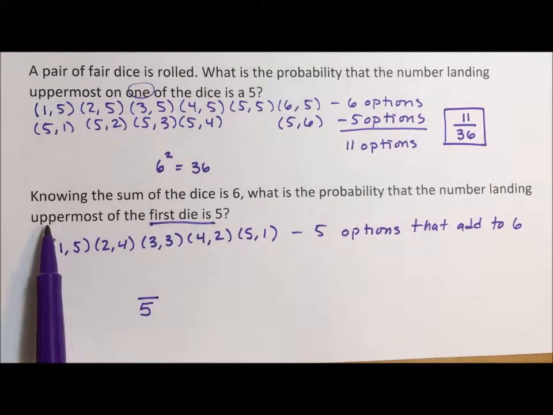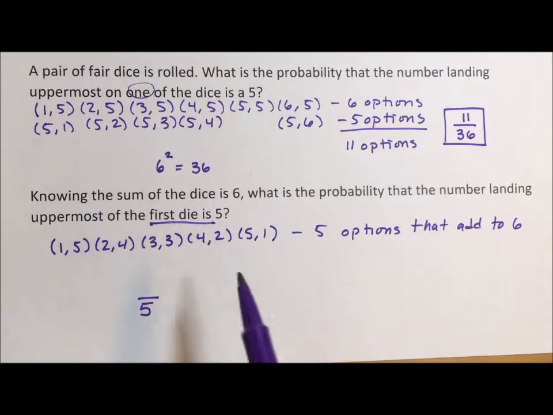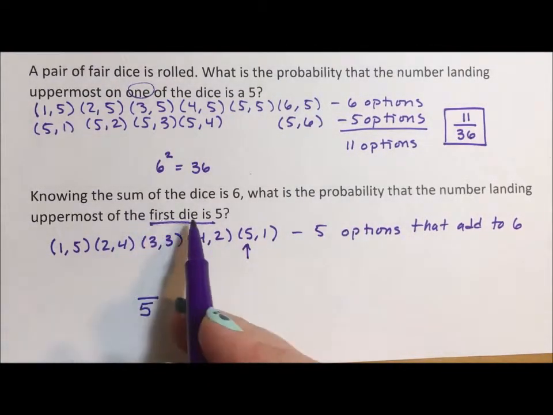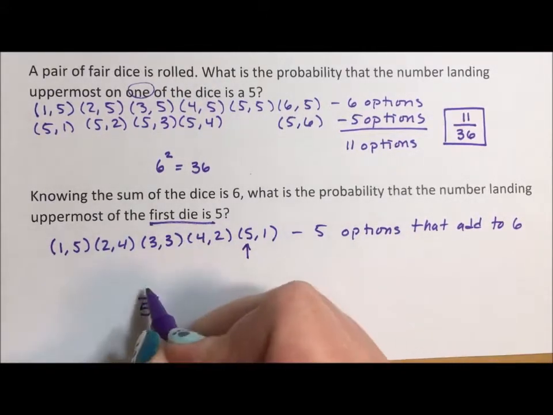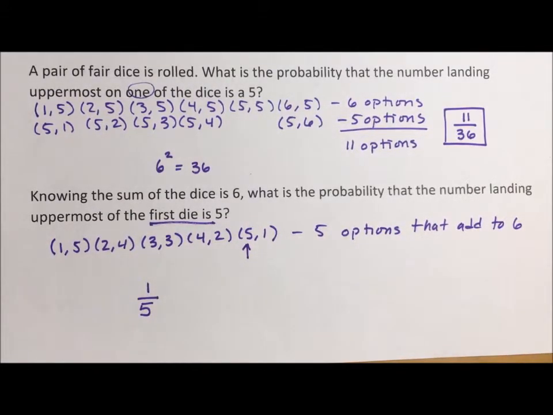Okay. Uppermost of the first die is 5. Well, that's only that one option because it says the first die, not either die, just the first die. So there's a 1 in 5 chance that the first die is a 5 and the sum adds up to 6.